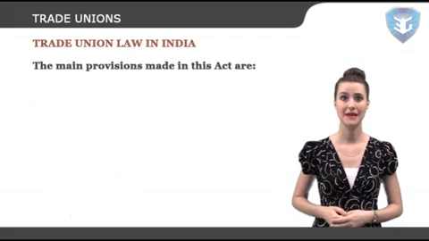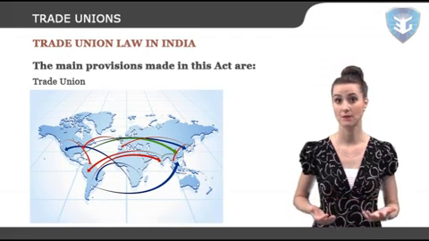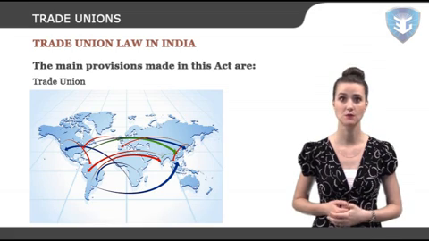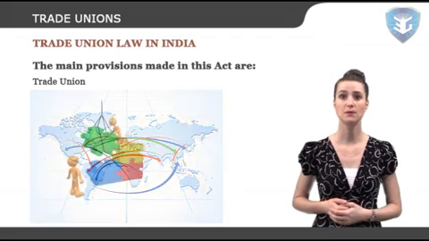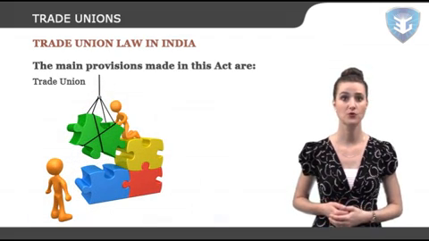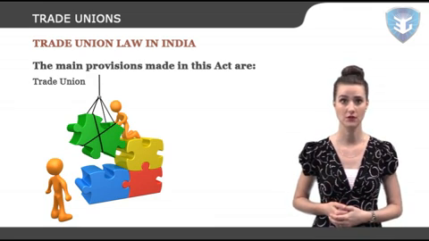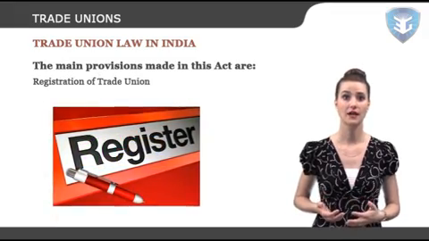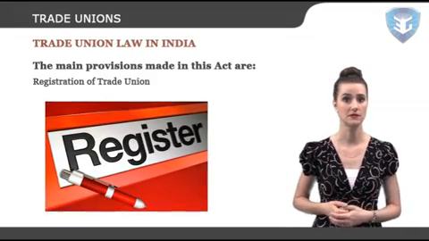The main provisions made in this act are: Trade union. Trade union means any combination, whether temporary or permanent, formed primarily for the purpose of regulating the relations between workmen and employers, or between workmen, or between employers and employers, or for imposing restrictive conditions on the conduct of any trade or business, and includes any federation of two or more trade unions. Registration of trade union. The Act provides for the registration of the trade unions with the registrars of trade unions, set up in different states.